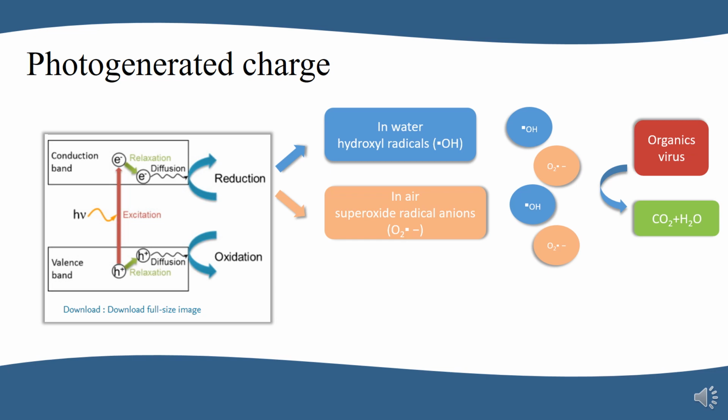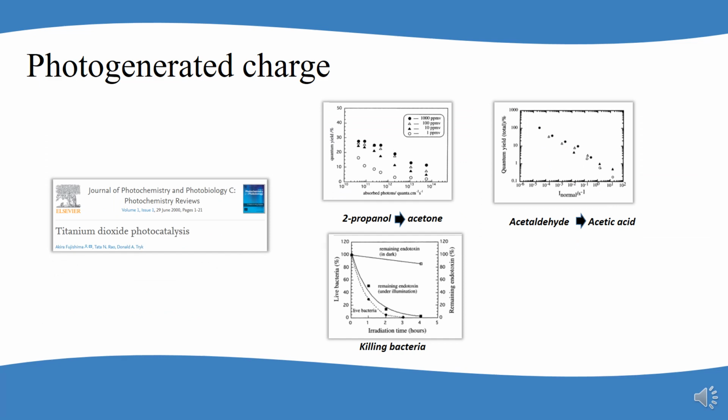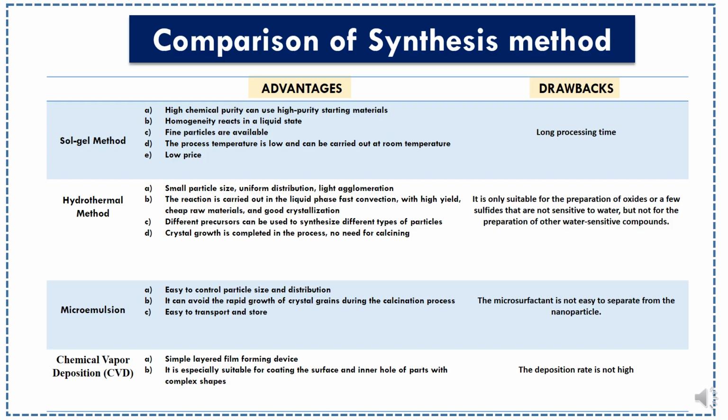When titanium dioxide gets energy from radiation, the free electron can react with water molecules to form hydroxyl radicals and react with oxygen to form superoxide radical anions, which will then react with harmful viruses and pollutants in the air or water and decompose them. Here's an example. And next are the synthesis methods.